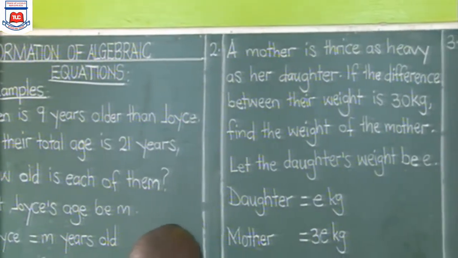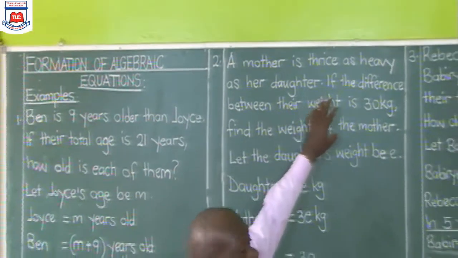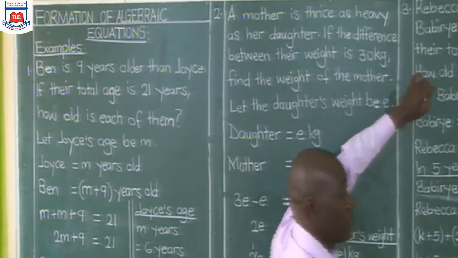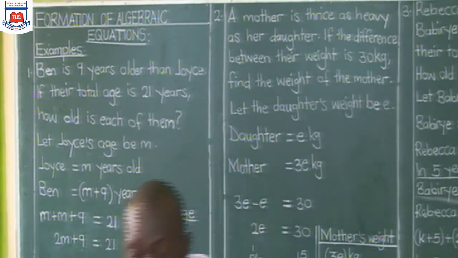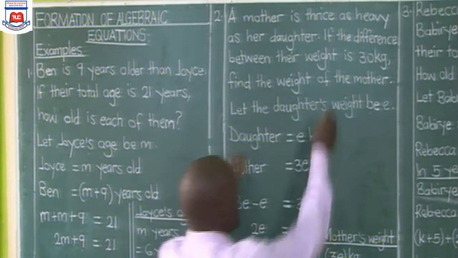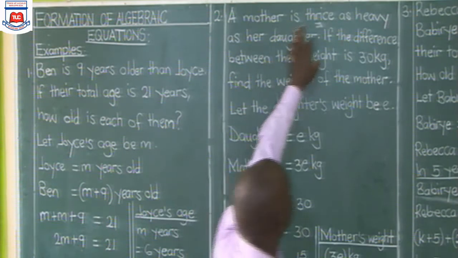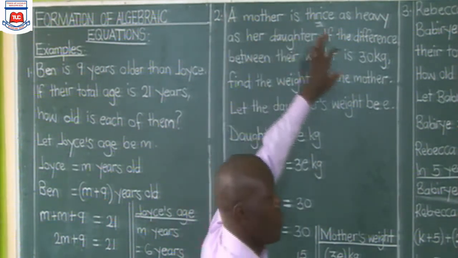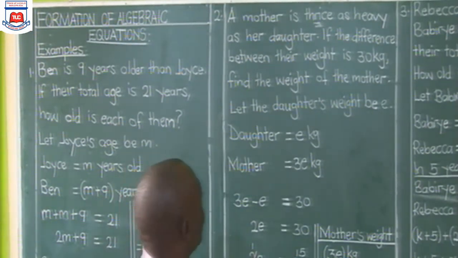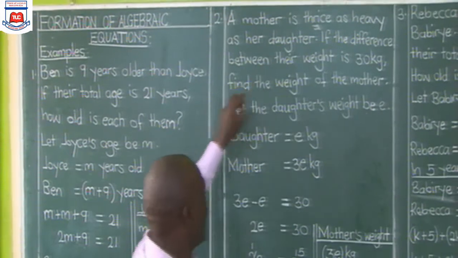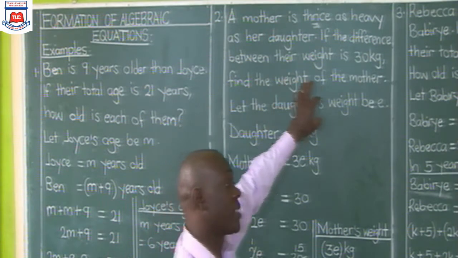In number 1, we applied total age or sum, whereas in number 2, we are going to apply difference. But before that, know the meaning of thrice. The word thrice is the same as 3 times. So a mother is 3 times as heavy as her daughter. Who is lighter? It is the daughter.